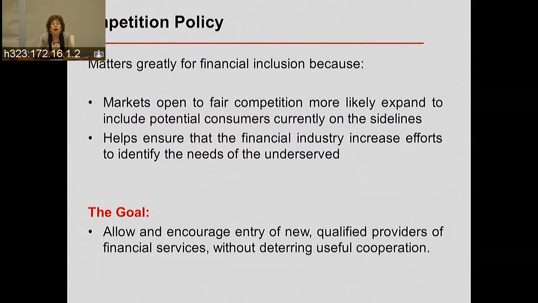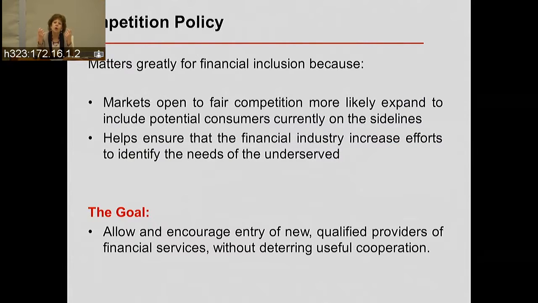I think there is no dispute about the importance of competition policy for financial inclusion, since, as we know, the more players, and secure players of course, that provide services in the financial sector, the more likely they are to expand services to those who have no access at the current time. Also, the more producers and offers of those services, the more efforts there will be to identify the needs of the underserved. So competition actually promotes innovation.